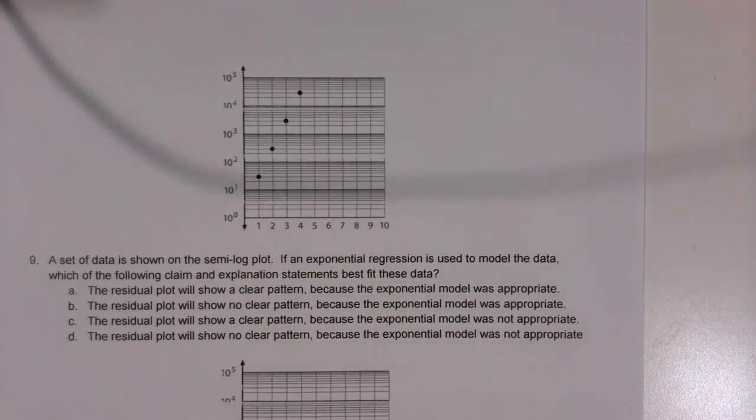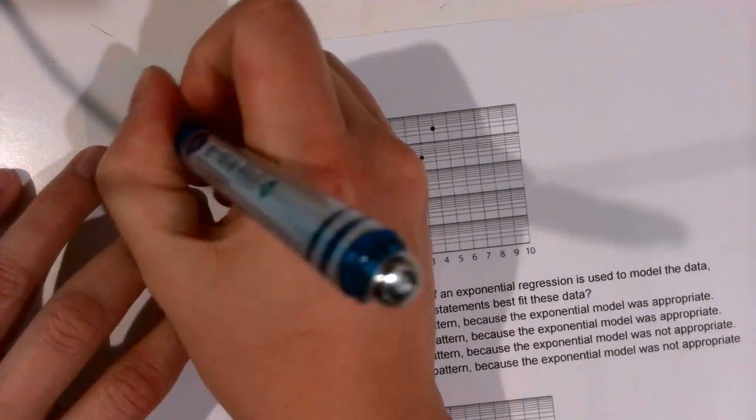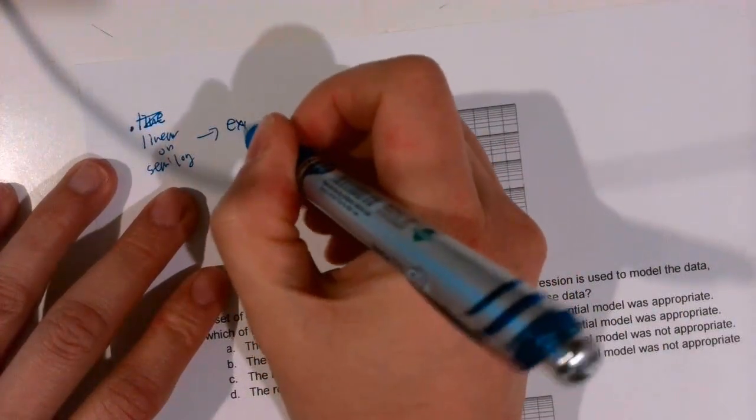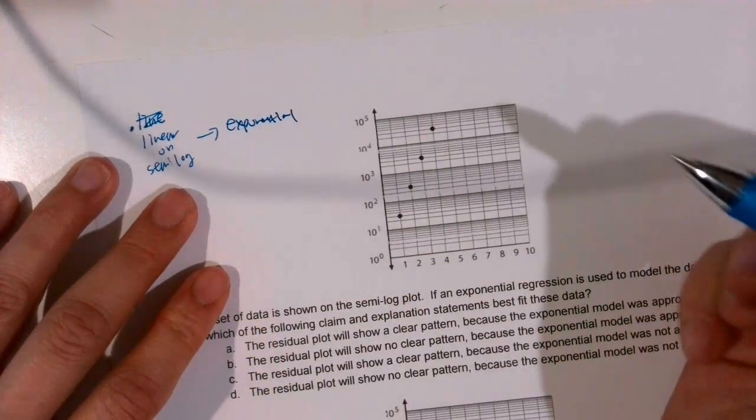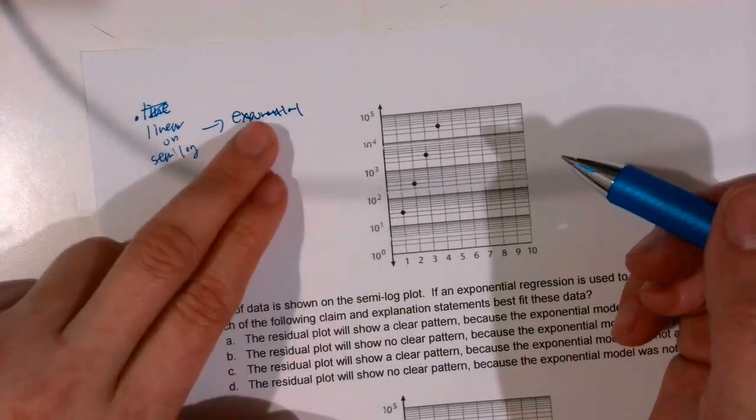The data shows on the semi-log plot: if exponential regression is used to model the data, which of the following claim and explanation statements best fits the data? Okay, so there are two statements I want to go over. If it's a line, a linear function on the semi-log plot, that means the function itself is going to be an exponential function. If it does not look linear on the semi-log plot, it's probably not exponential.